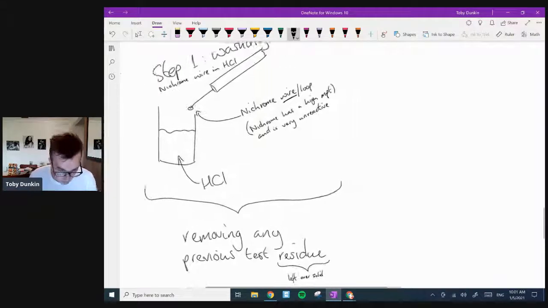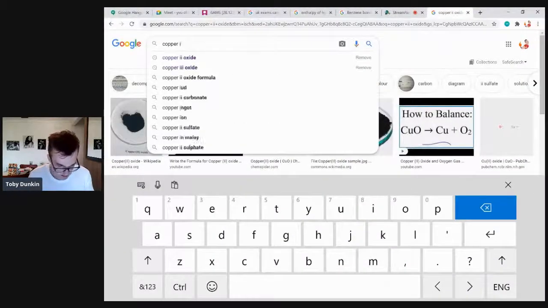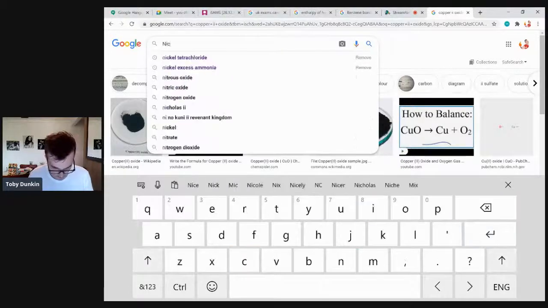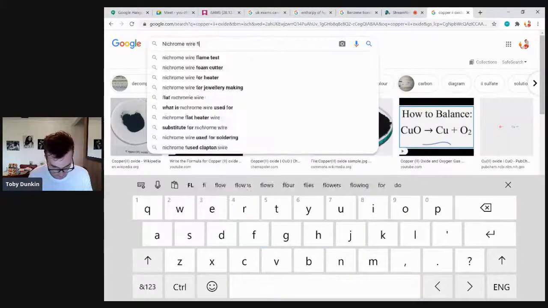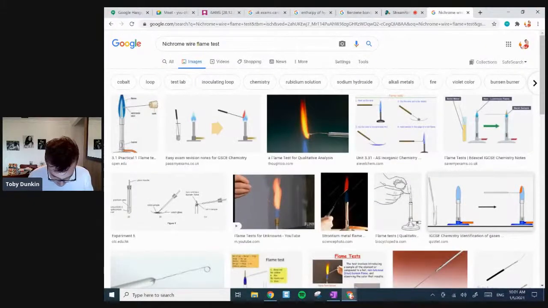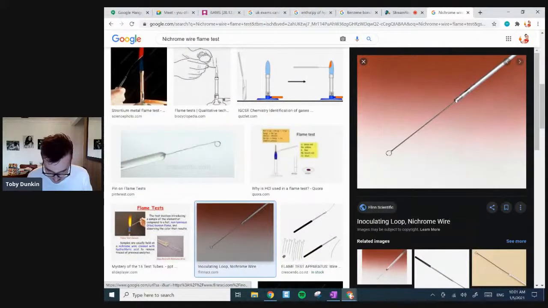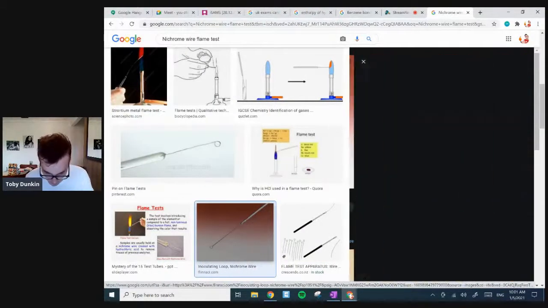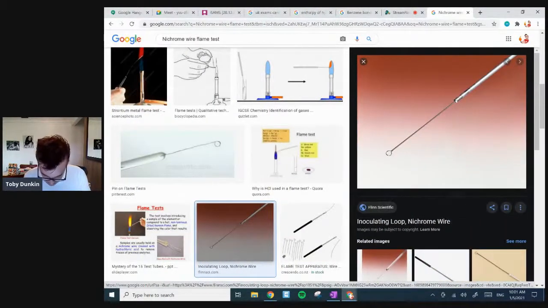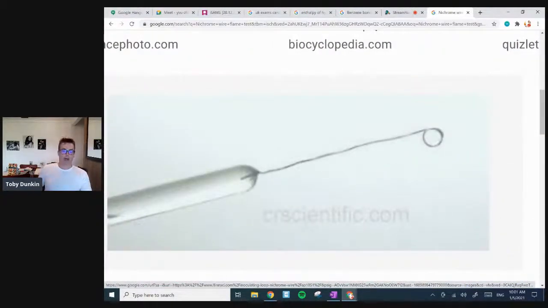Now, I'm going to show you what a nichrome wire looks like. Nichrome wire flame test. Let's have a look at what it looks like. And there it is. Literally exactly what I drew. So we've got the nichrome wire fixed on the end of something we can hold.